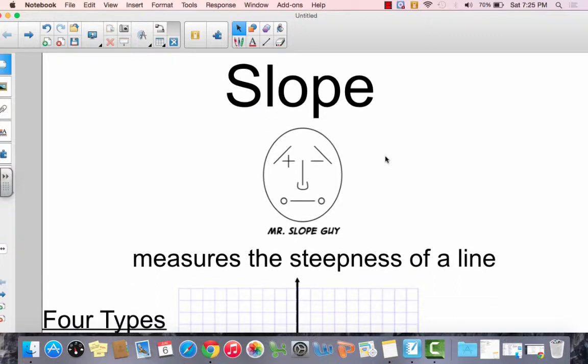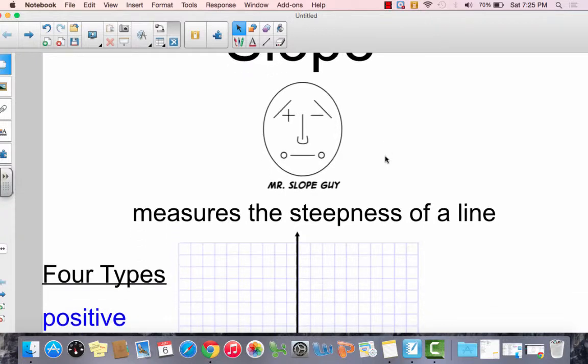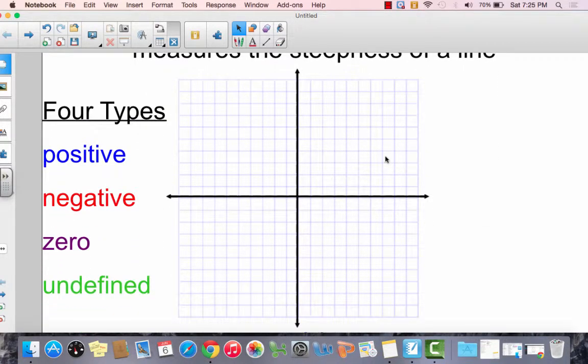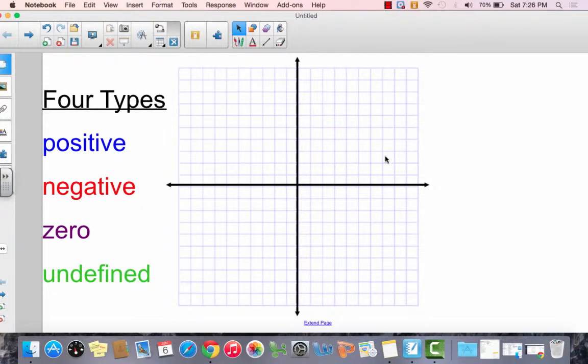When we talk about slope, we're talking about how steep a line is. And there are four different types of slope. So we have what we call a positive slope, a negative slope, a zero slope, and then an undefined slope.